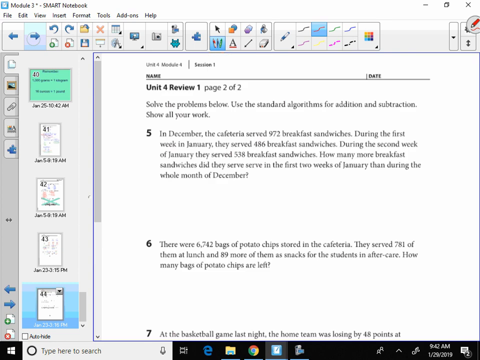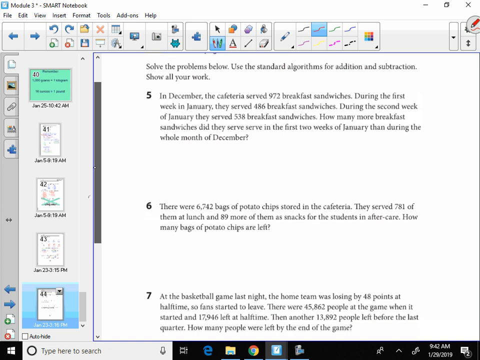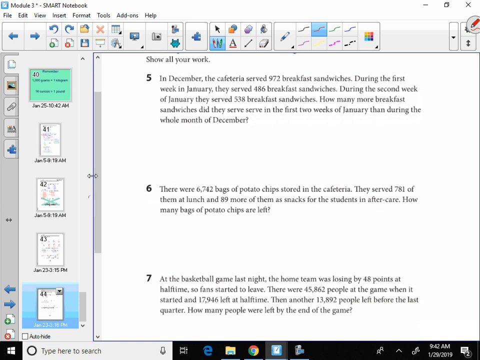All right, on to the back, page 86. Some word problems, lots of adding and subtracting on these 3 problems. Here we go. In December, the cafeteria served 972 breakfast sandwiches. During the first week in January, they served 486, and the second week, 538. Here's the question. Read it carefully.